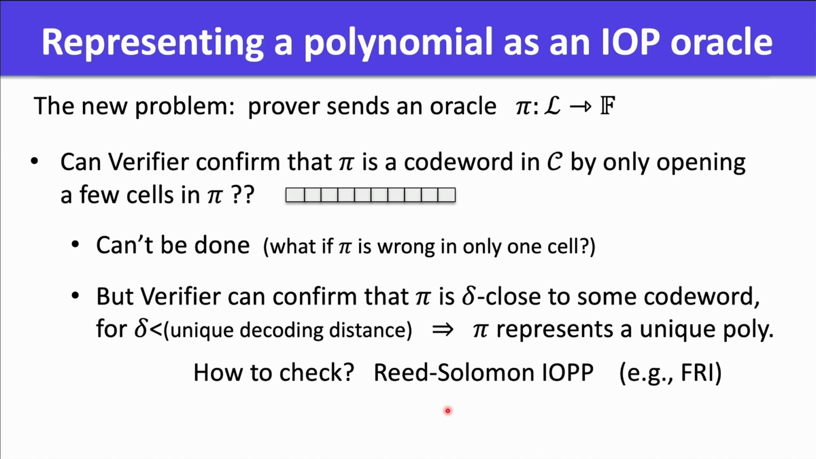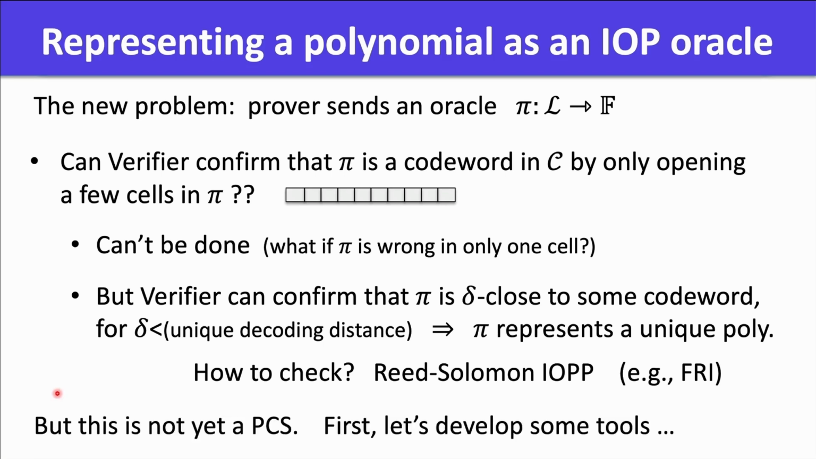So the point is that the verifier will run the Reed-Solomon IOPP. If the Reed-Solomon IOPP accepts, the verifier is guaranteed that with very high probability the string that the prover sent is delta close to some code word in the Reed-Solomon code. And as we say here, if delta is less than the unique decoding distance, that means that there's at most one such code word. Okay, so we're making progress. We can bind the prover to a particular polynomial, but this is still not a polynomial commitment scheme because we need to be able to create evaluation proofs for that polynomial at arbitrary points x.